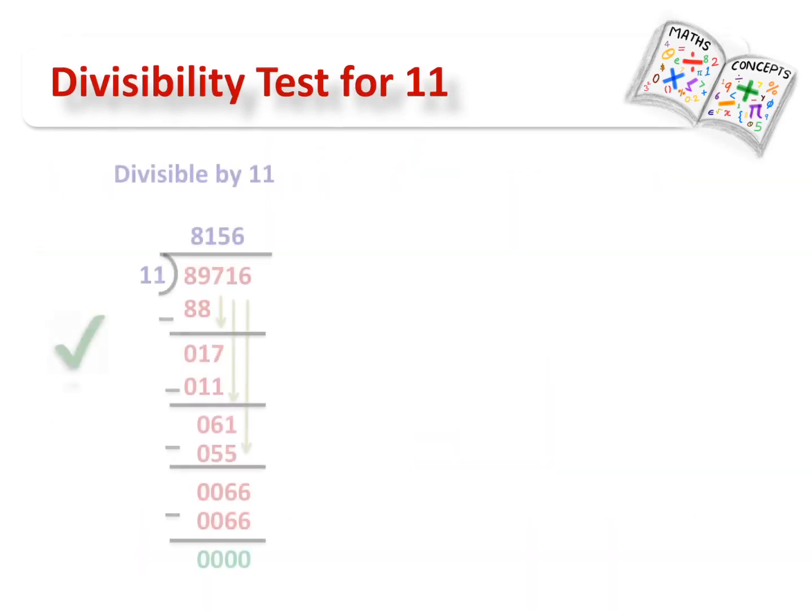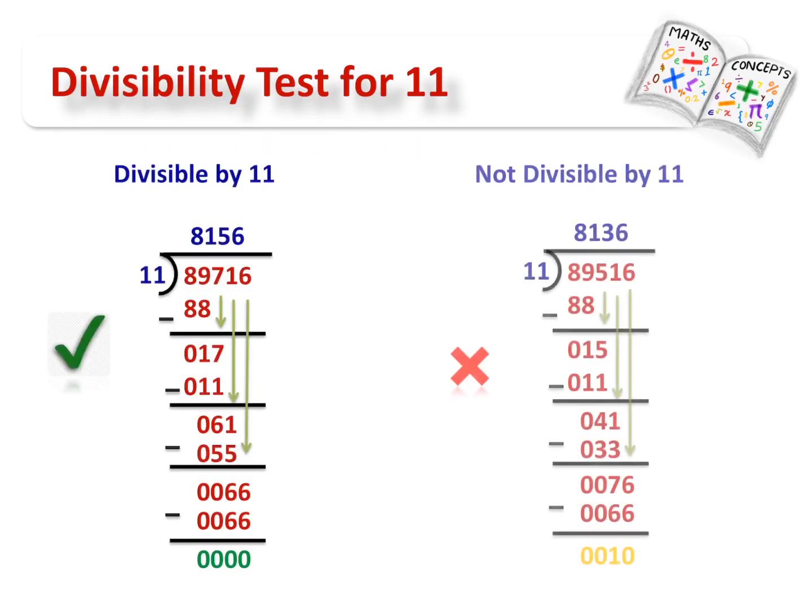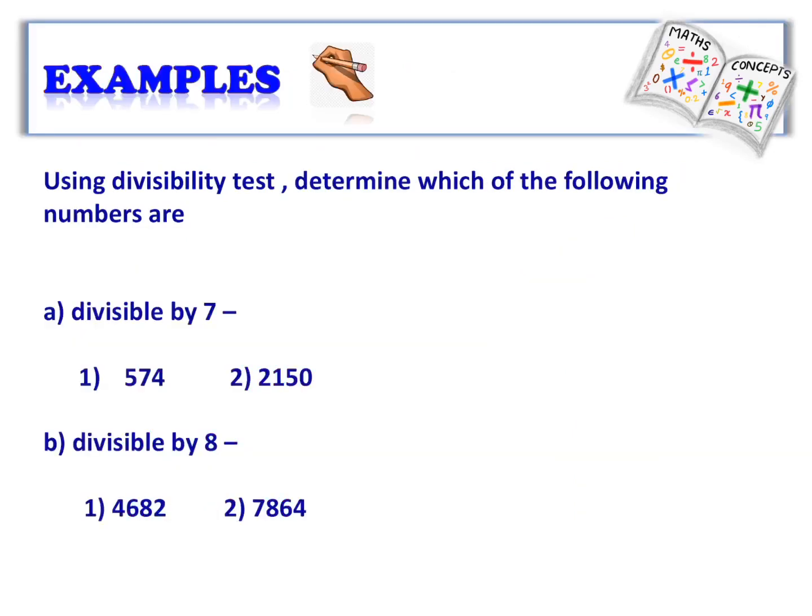Here is a validation by actually performing the division. 89716 divided by 11 gives me 8156 as quotient, 0 as remainder, and we can say that we have validated the divisibility test for 11 and the given number is divisible by 11. 89516 divided by 11 gives me quotient 8136 but remainder as 0, and we can say that it is not divisible by 11. Okay, now let's perform a few examples. Let's solve a few examples.